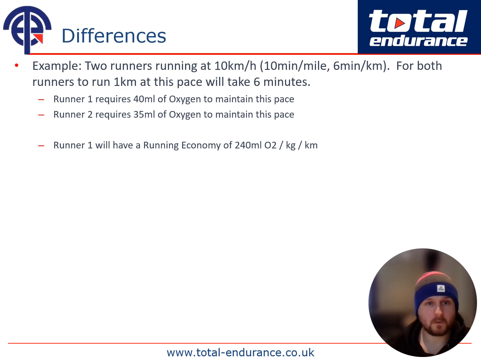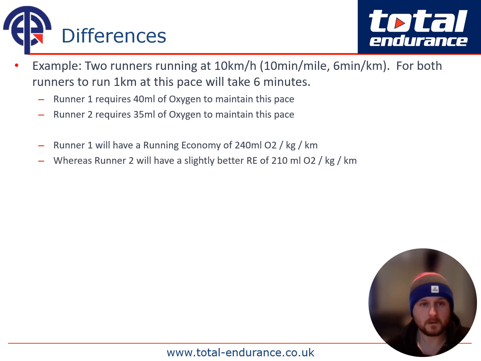But runner 1 has a running economy of 240 milliliters of oxygen per kilogram per kilometer. That's basically taking the 40, multiplying it by 6, which gives you 240 milliliters of oxygen. Whereas runner 2 will have slightly better running economy: 35 milliliters of oxygen multiplied by 6 gives us 210 milliliters of oxygen per kilogram per kilometer. So that's about a 13-14% difference between the two runners for the same speed. So runner 2 is about 12-13% more efficient than runner 1 at the same speed.